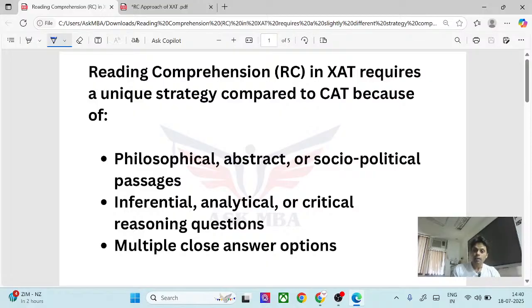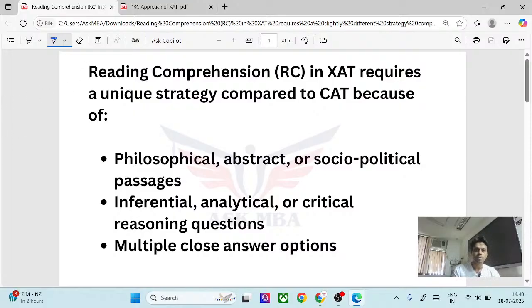And not just in today's session, I am going to talk about how to approach RC, but I will also be solving a question which was asked in XAT 2022. So you're going to get a nice bit of a hang of it. Okay, so let's get started.